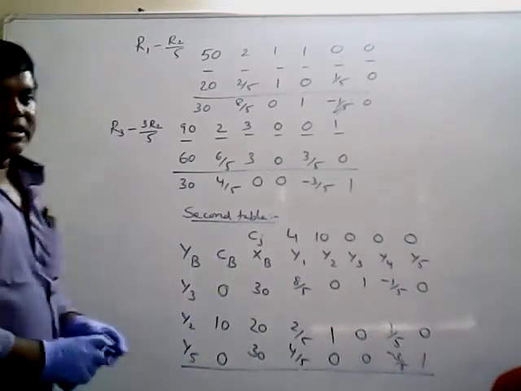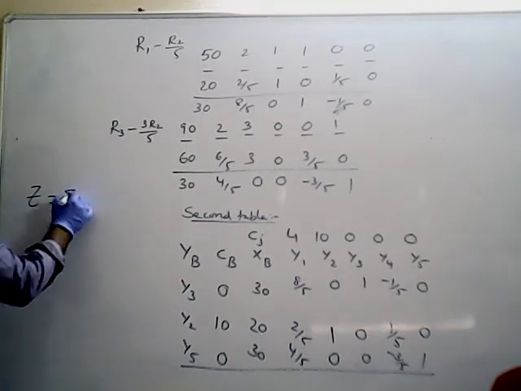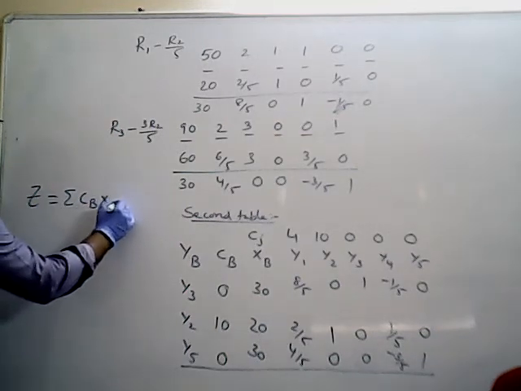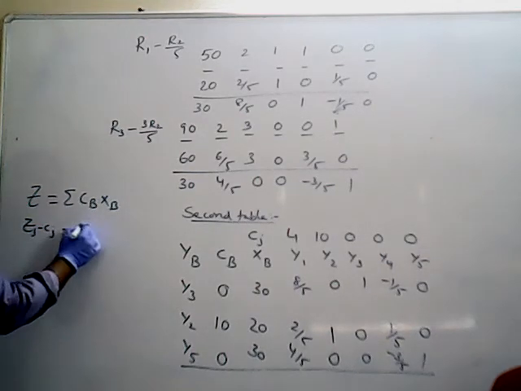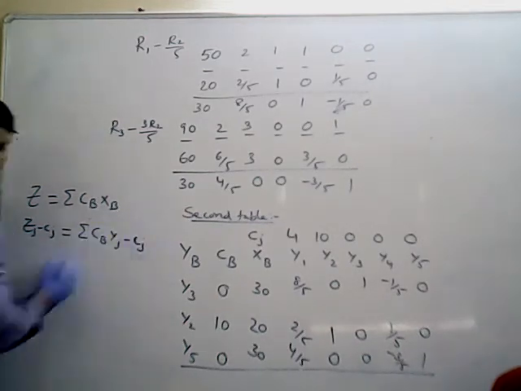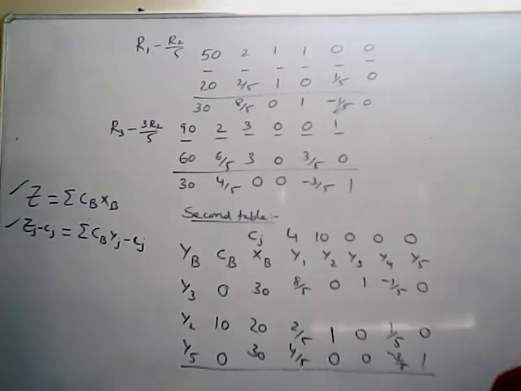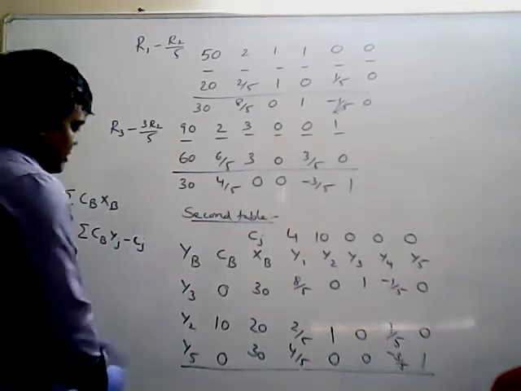Okay. After getting the table, two things you have to calculate. What is the Z formula? Summation CB into XB. Next, what you have to calculate? Zj minus Cj, the net evaluation. What is the net evaluation formula? Summation CB into Yj minus Cj. These are the two things you have to calculate in every simplex step.